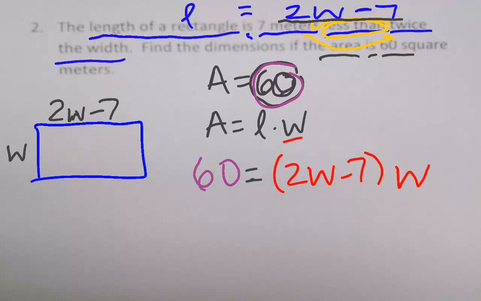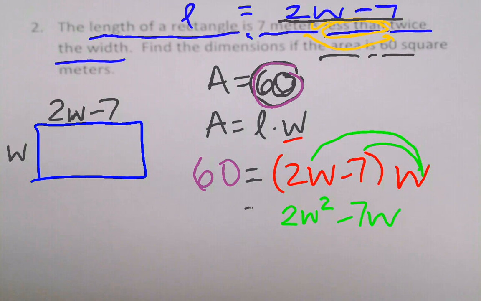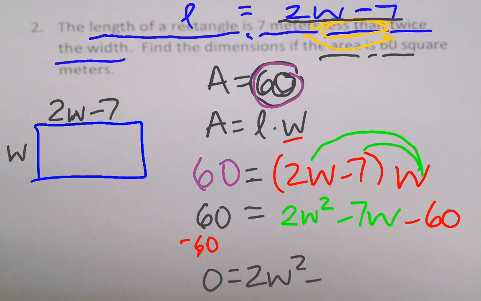Now, similarly to the last problem, I need to distribute, and this one looks a little bit weird because what I need to distribute is kind of at the end. So I need to distribute W in, and if I wanted to put that in front, I could. 2W times W is 2W squared. W times negative 7 is negative 7W, and that whole thing is still equal to 60. Now I need to get this by itself, so I need to subtract 60 from both sides. And that gives me 0 equals 2W squared minus 7W minus 60.